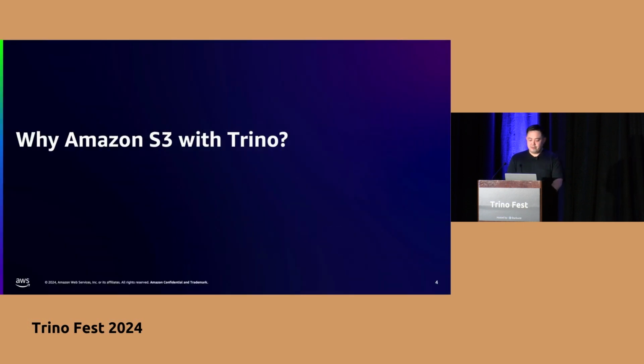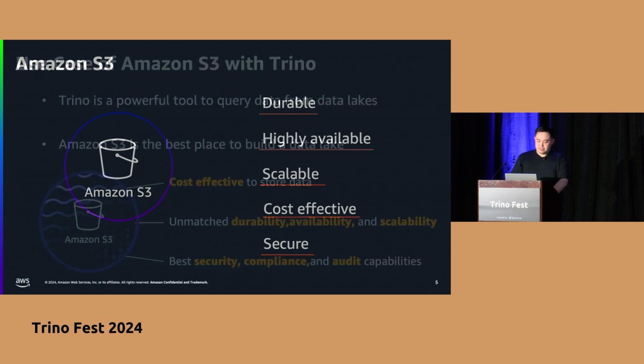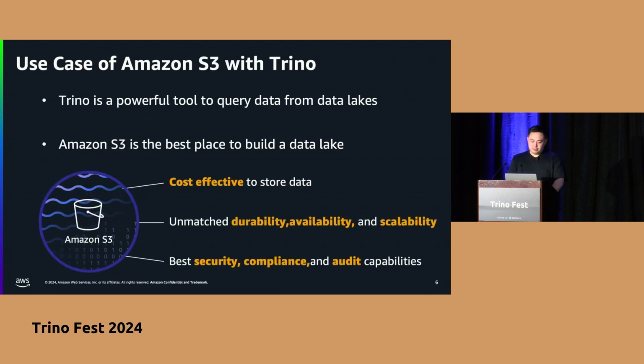So let's start with the motivation for using Amazon S3 with Trino. Amazon S3 is a cloud-based object storage service that offers durability, availability, scalability, security, and cost performance. These are the features of Amazon S3, and let me explain the use case of Amazon S3 with Trino.